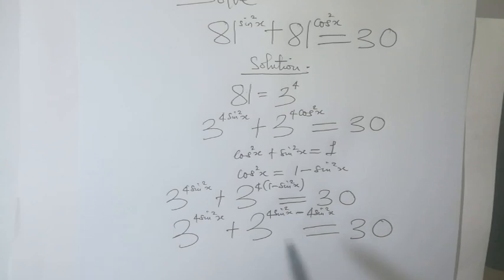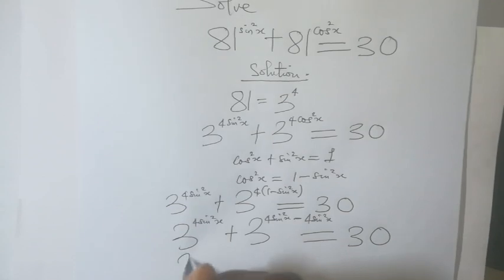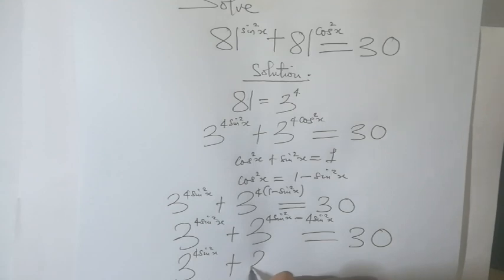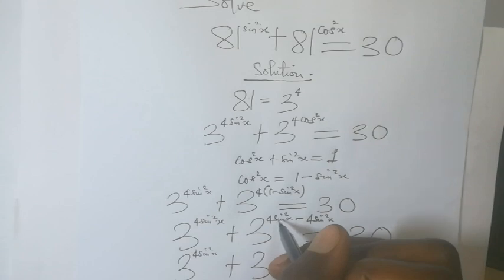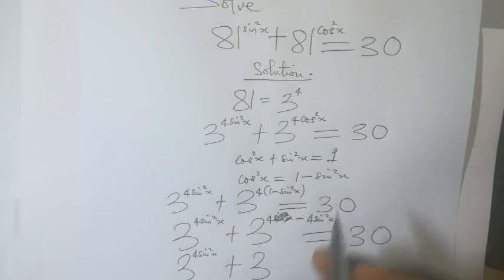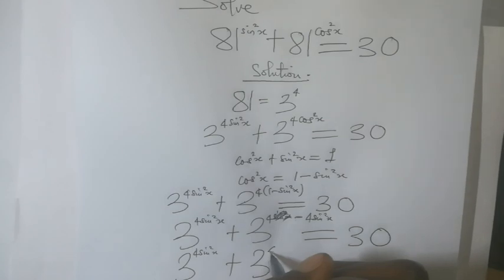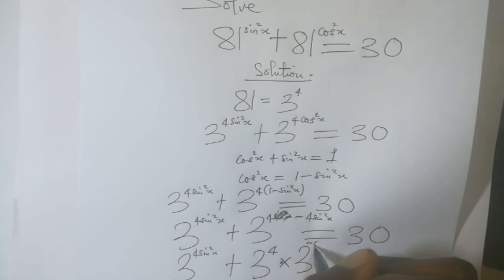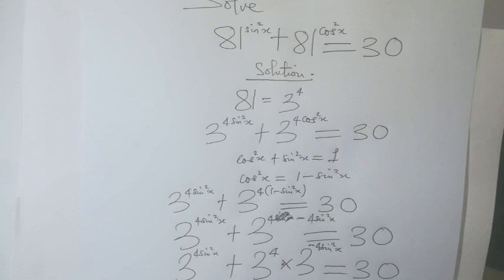So from indices, I can do this in this format. We can have 3 to the power of 4 sine square x plus what? 3 to the power of what? Okay, here it's 4 times 1, there is no sine x, it is only 3 to the power of 4 times 1. We have what? 3 to the power of 4. So here we have 3 to the power of 4 times what? 3 to the power of 4 minus 4 sine square x is equal to 30.